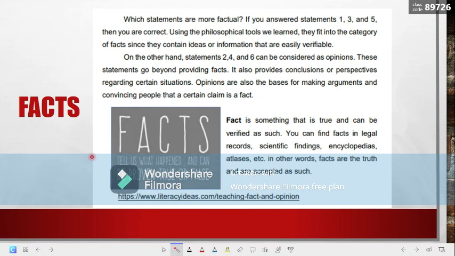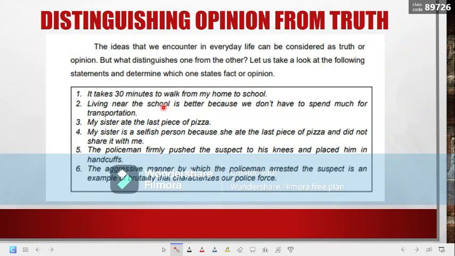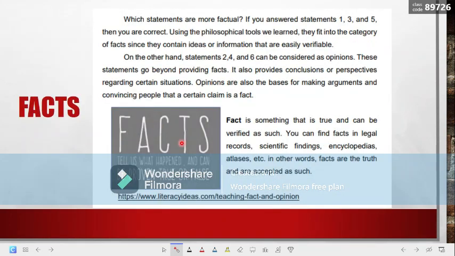On the other hand, statements 2, 4, and 6 can be considered as opinions. These statements go beyond providing facts. They also provide conclusions or perspectives regarding certain situations. Opinions are also the basis for making arguments and convincing people that a certain claim is a fact. Now let's go back. That's number 2, 4, and 6 are considered to be examples of opinions. Okay.